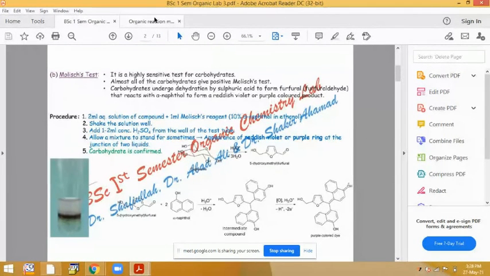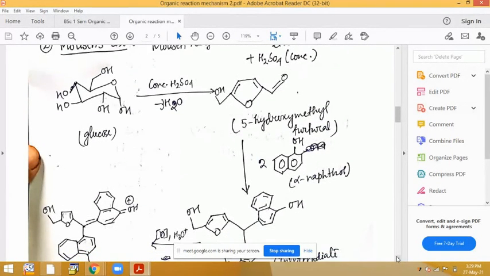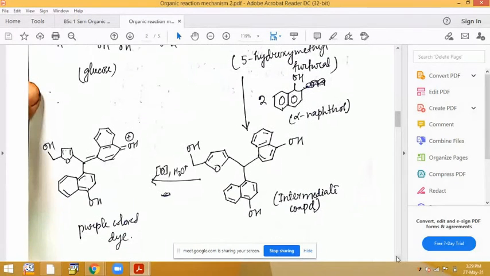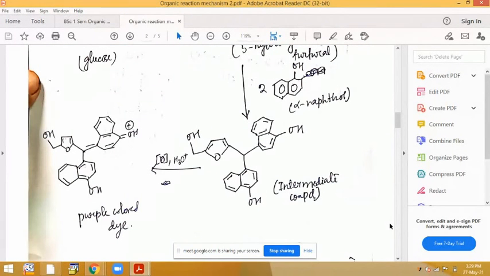The reaction is like this. This is the chair structure of glucose, and when you add concentrated H2SO4, first it reacts with H2SO4 and forms 5-hydroxymethyl furfural. Then with the Molisch reagent, that is alpha naphthol, it reacts and forms a complex compound like this, which is purple in color. So due to the formation of this complex compound, it forms a ring at the junction of the two liquids. So this is another functional group test for carbohydrate.